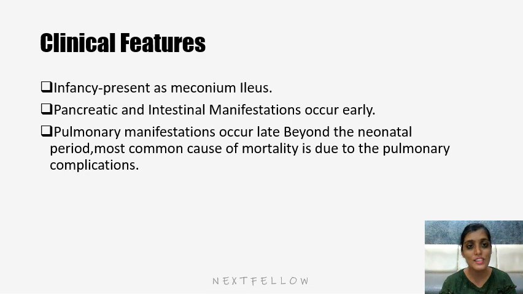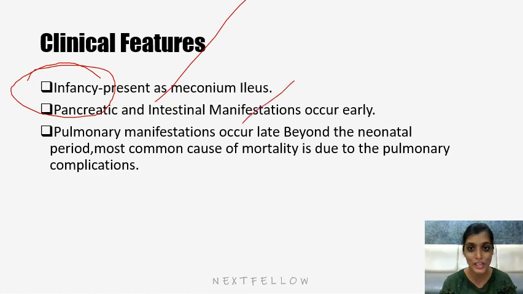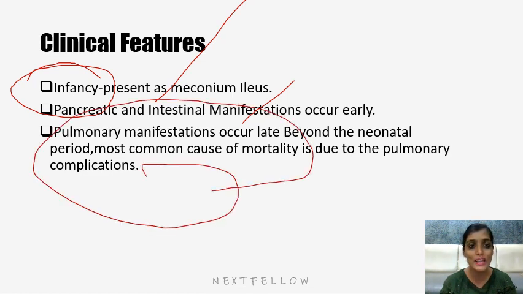Clinical features: the patient usually presents during infancy. The earliest symptom it presents with is meconium ileus. Pancreatic and intestinal manifestations occur early. Pulmonary manifestations occur late, beyond the neonatal period. And the most common cause of mortality is due to the pulmonary complications.